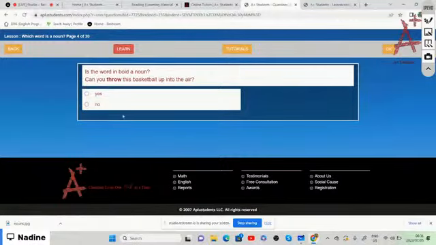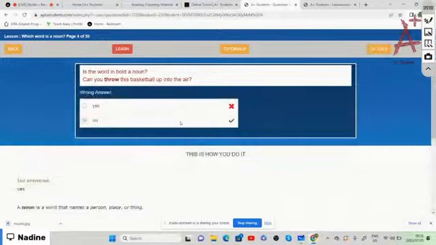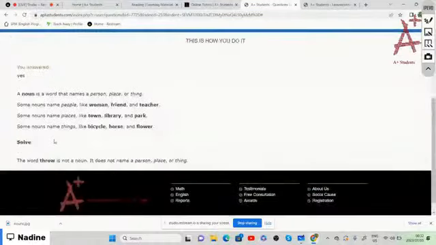You can throw this basketball up into the air. Is throw a noun? So throw is not a noun, so that answer is incorrect. Throw does not name a person, a place, or a thing. Throw is something that you do. So it's an action, and that is a verb.